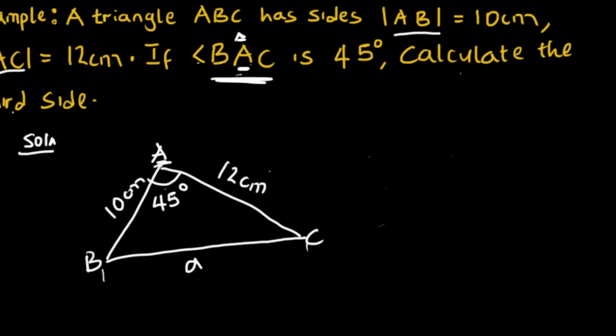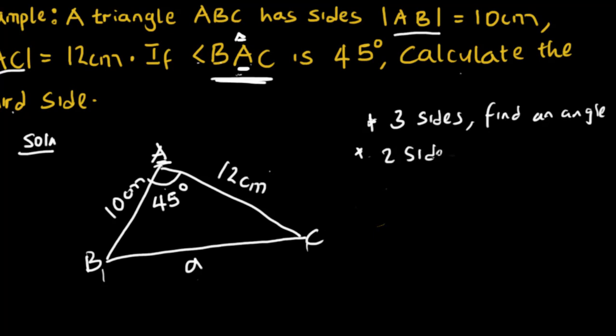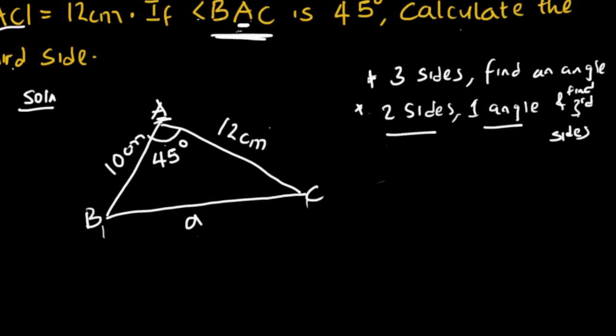Now the next thing we need to do is to check if we can use the cosine rule for this question. I hope you can remember the criteria for using the cosine rule. The first one is that you know three sides and you are told to find an angle. The second criterion is that you know two sides and one angle, and you are told to find the third side. I hope you can still remember. Now in this case, we know two sides, we know one angle, and we need to find the third side, so we can use the cosine rule for this question. Does this make sense? So let's try to remember the formula for the cosine rule.